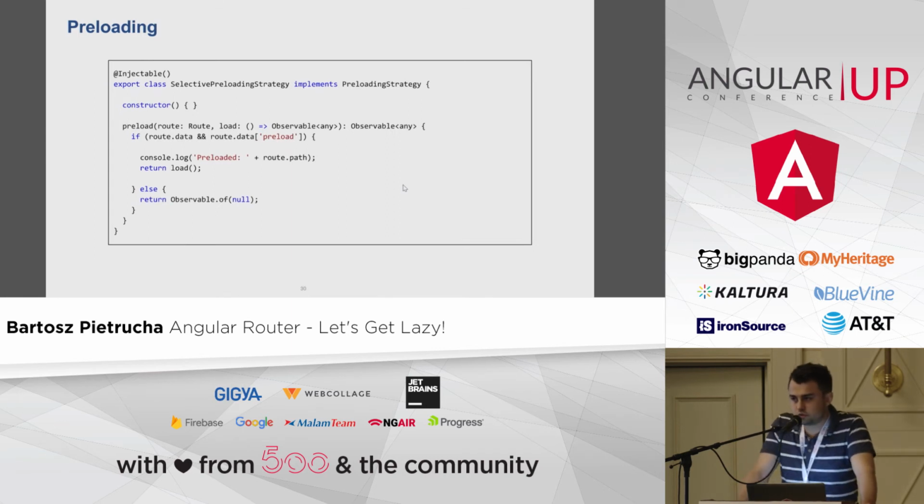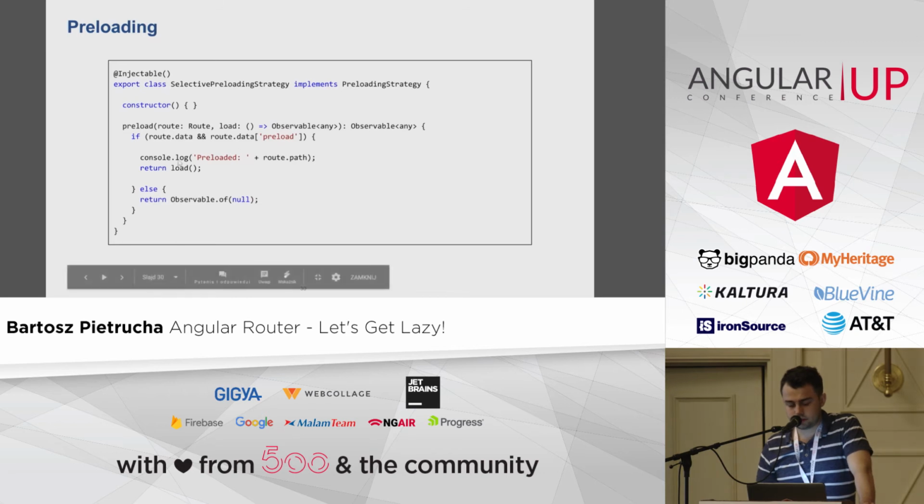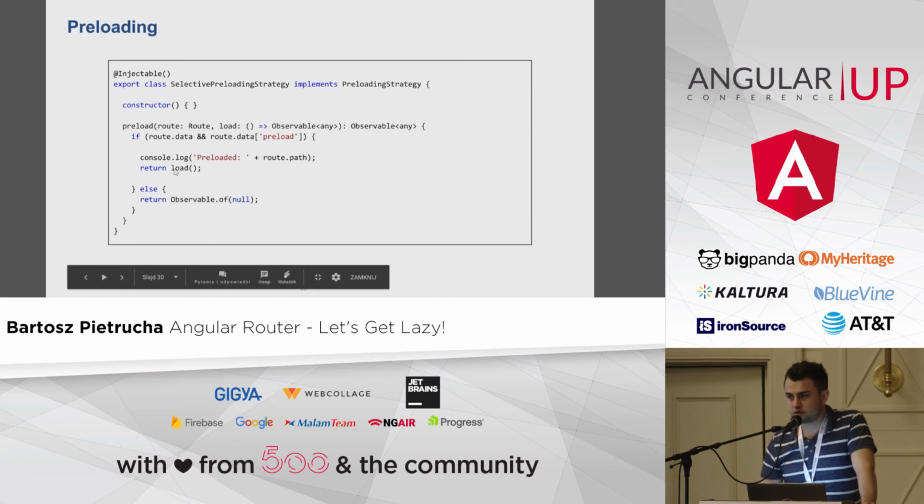So this is a simple injectable, simple service that implements preloading strategy, which requires you as the developers to implement one simple function, which is preload. It takes 2 parameters, route and the load function. And then you can see we are checking if our route contains preload property. And if it's true, we will invoke load function. If not, we will return observable of null.